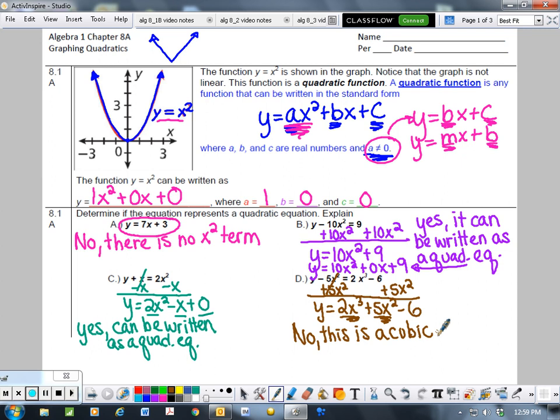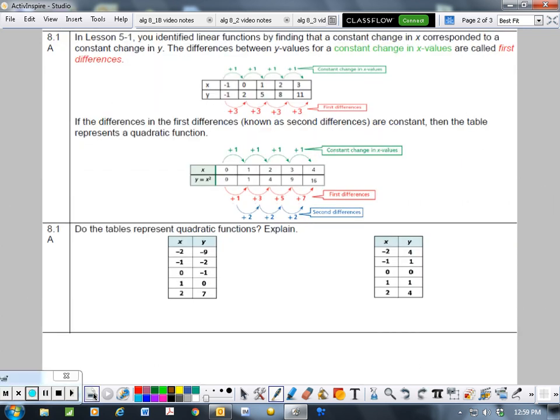Okay, so now we've talked about how can we tell by looking at an equation, is it quadratic? We've even in here talked about how do I write it as a quadratic equation. I write it in the proper form, which is going to be helpful later on in this chapter. And now we're going to say, okay, well, what if I have a table? Can I look at a table and tell if it's a quadratic? Can I look at a table and tell if it's a quadratic without graphing it? And so, yeah, we can.